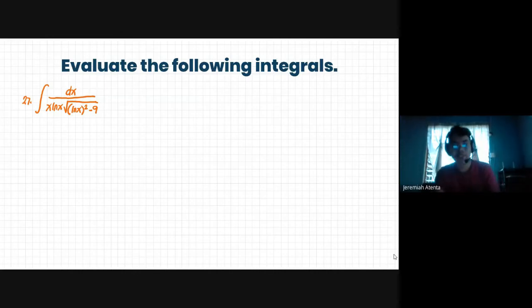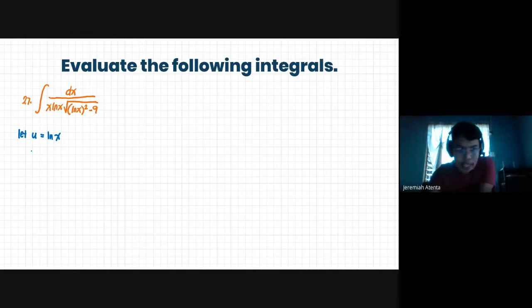Sige. So we have number 27. We have dx over x ln x square root of (ln x) squared minus 9. So in this case, what should be our u? Ano yung ile-let u natin? We should have sa square root, dapat a variable raised to 2 minus a squared. So sino yung ile-let u natin? Si ln x. Yeah. So, this is ln x.